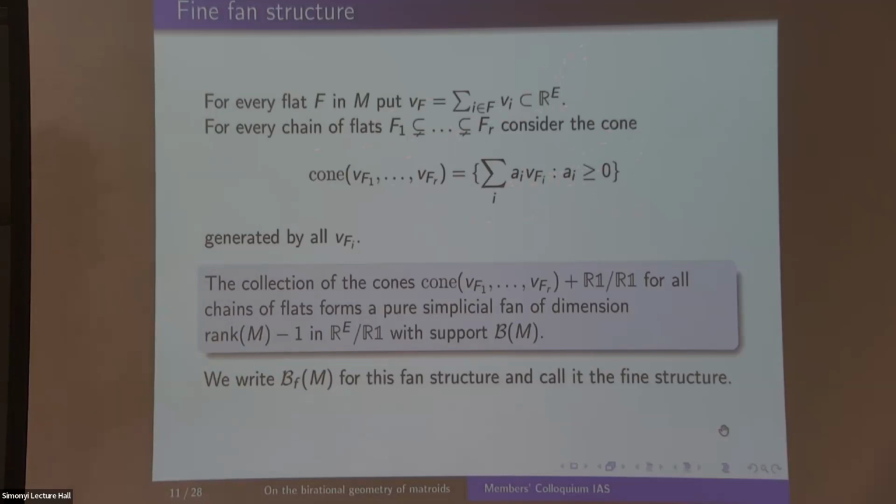Okay, and then it's a theorem that if you do this and you push it into the quotient space where we got rid of the all constant vectors, and you do this for all chains of flats, you will also find the chains of length 1, so you will find the indicator of the flats also in this picture. Then this forms a pure simplicial fan. So all maximal dimensional simplices have the same dimension, namely rank of M minus 1. The minus 1 is due to the fact that we got rid of some line here. And this fan gives a fan structure on our Bergman fan. So the support of the fan is the Bergman fan.